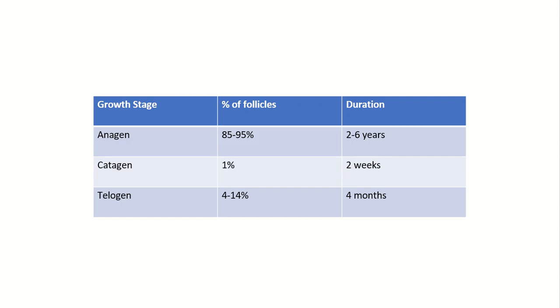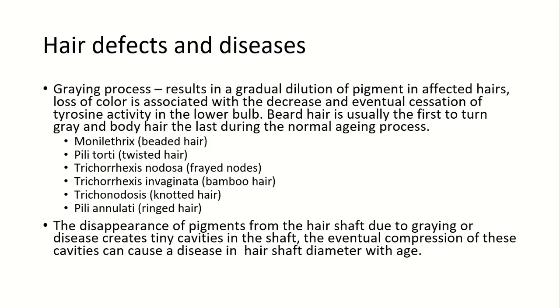The percentage of follicles in anagen is 85 to 95%. Its duration is 2 to 6 years. Catagen: 1% of follicles, lasting 2 weeks. Telogen: 4 to 14% of follicles, with a duration of 4 months. Now, hair diseases and their defects.